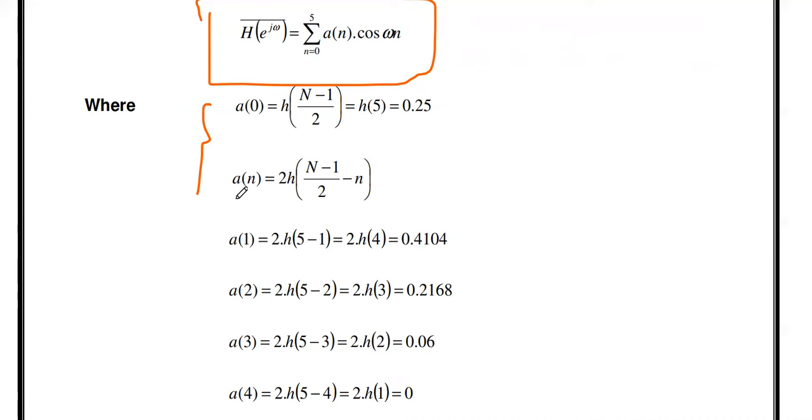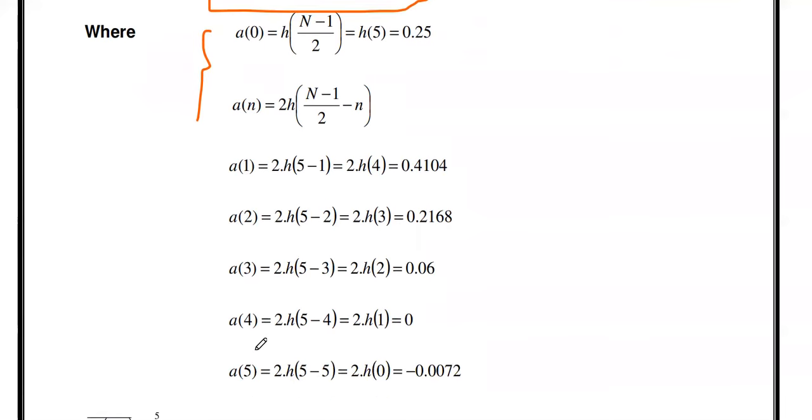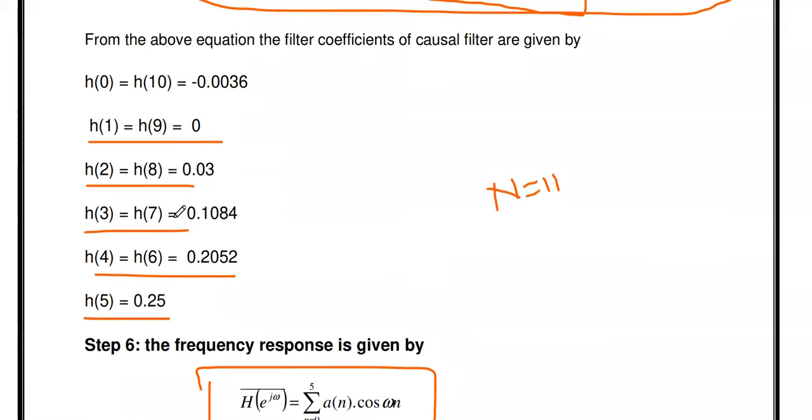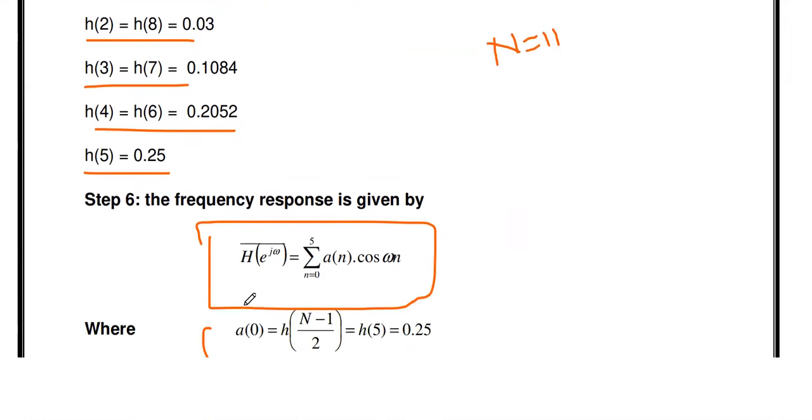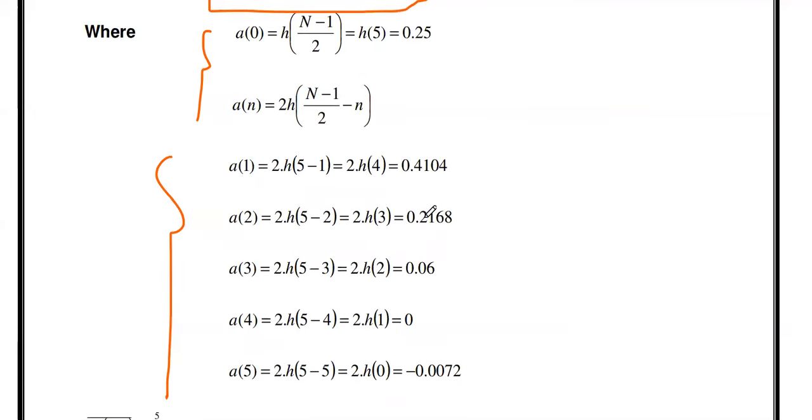The remaining a of 1, 2, 3, 4, 5 are calculated using the formula a of n equal to 2 into h of (N minus 1) by 2 minus n. In order to calculate a of 1 to a of 5, you just substitute n equal to 1, 2, 3, 4, 5. So a of 1 is 2 into h of 5 minus 1, that is 2 into h of 4. The value of h of 4 is 0.2052, and multiplying by 2 gives 0.4104. Similarly, a of 2, a of 3, a of 4, a of 5 are calculated.